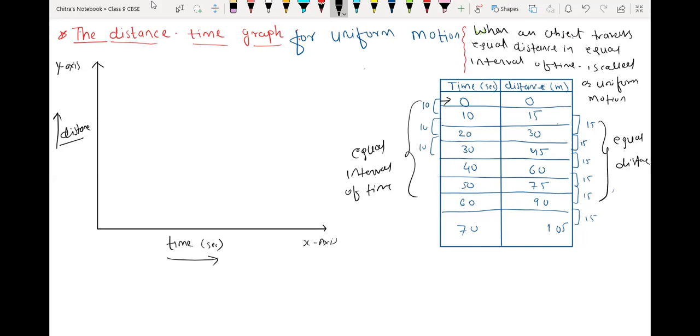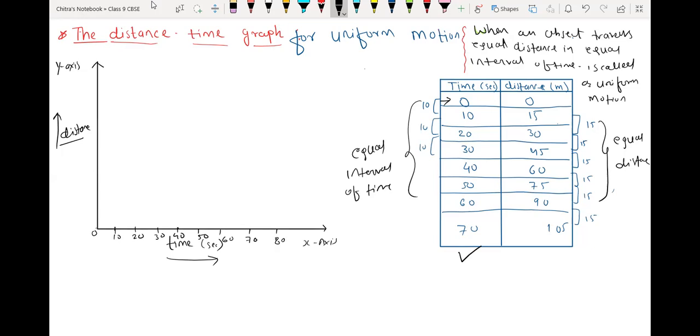Okay. So that one is time, so we have to draw it on the x-axis. Here I'm taking distance of 10, 10, 10. So here we have 0, here we have 10, here we have 20, here we have 30, 40, 50, 60, 70 and 80. It is nothing but the time in seconds.